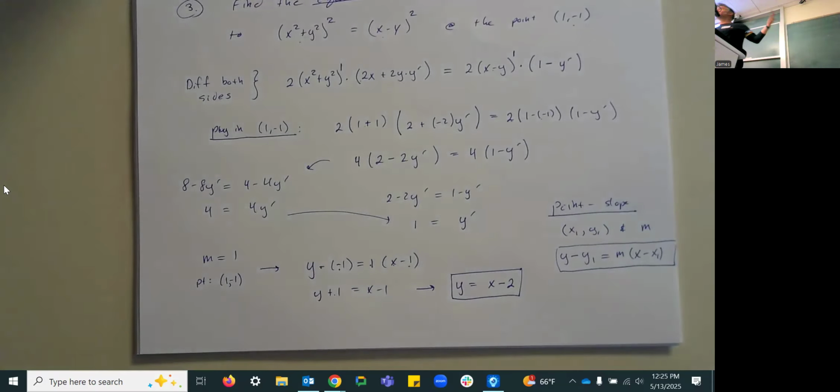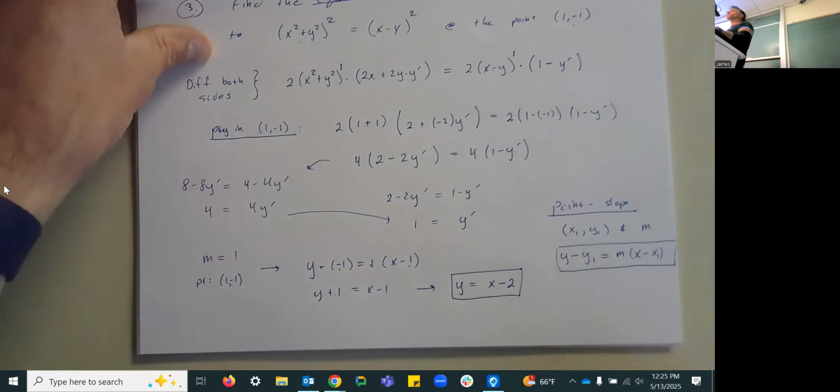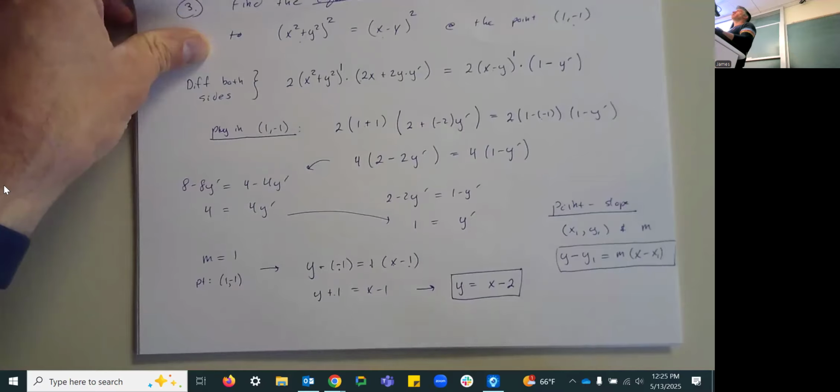Or you could do y equals mx plus b, plug in your slope, plug in your point, solve for b. That's also totally good. It's just not the way I like to do it. There's one other thing I want to say. Let me show you one more thing, because occasionally this comes up and it is worth knowing this.